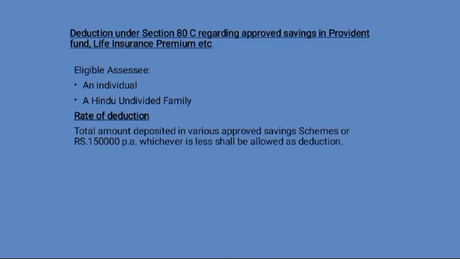Section 80C deduction is regarding approved savings in Provident Fund, life insurance premium, and many more saving schemes. The assessees that are eligible for this deduction are individual and HUF, that is Hindu Undivided Family. Under Section 80C, the total amount deposited in various schemes or rupees 1,50,000, whichever is less, shall be allowed as deduction.